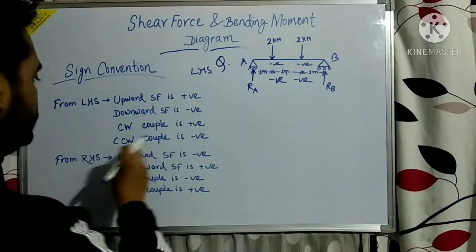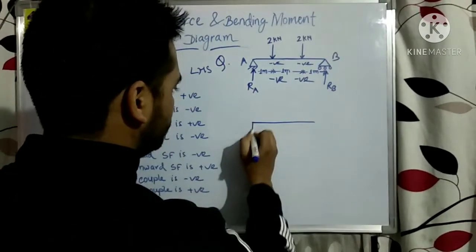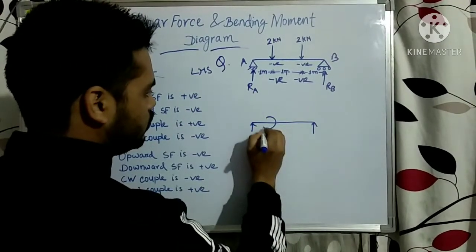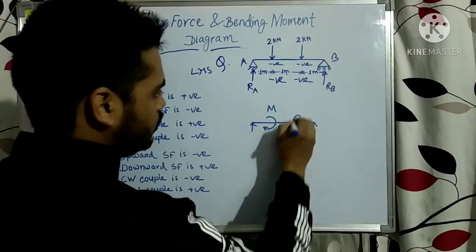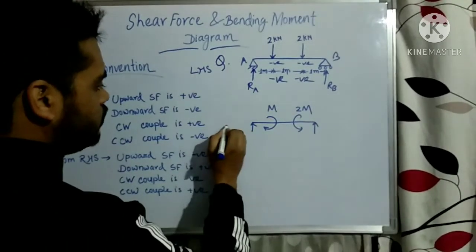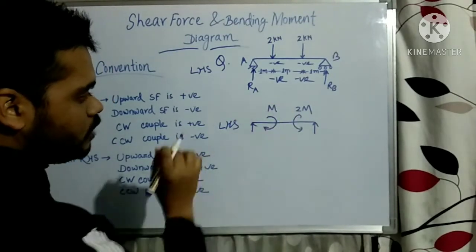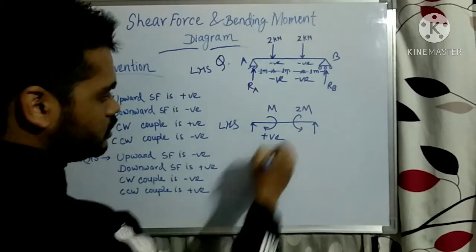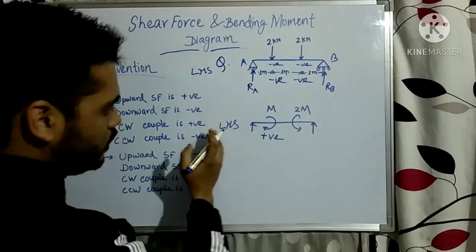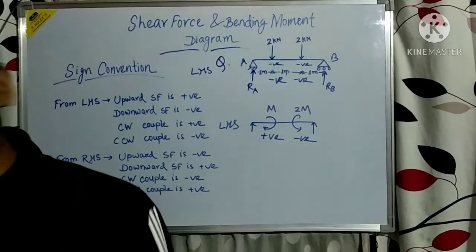Similarly you can see for couple or moment. Suppose this is a simply supported beam, and there is a moment M and a moment of 2M. If you see from the left hand side, this M moment is acting in the clockwise direction, so it will be taken as positive in the bending moment diagram, and this 2M is acting counterclockwise when seen from the left hand side, so this will be taken as negative.